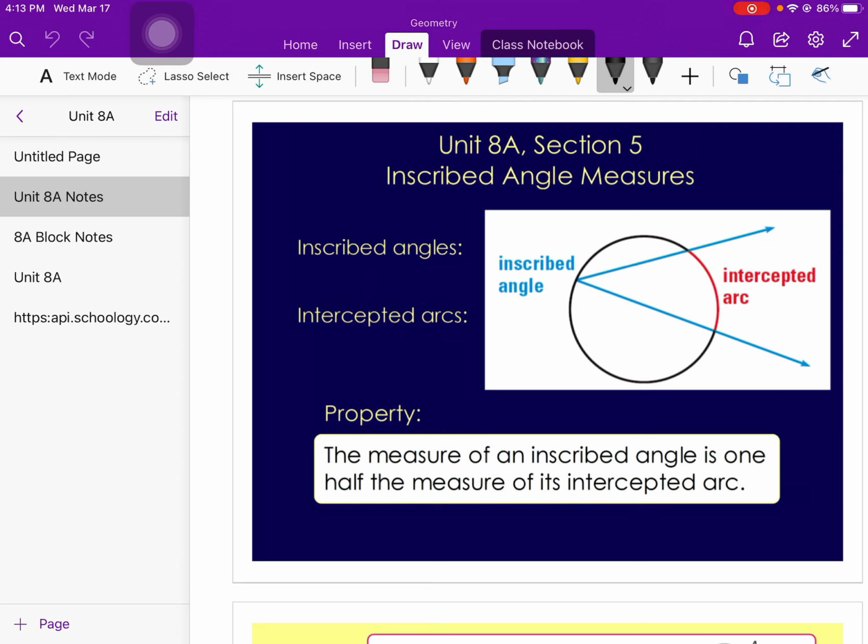The measure of an inscribed angle is 1/2 the measure of its intercepted arc. So if this is x, it is half the size of the intercepted arc, so we could say this is 2x. It's better if you know the inscribed angle, because then you can just double the intercepted arc.